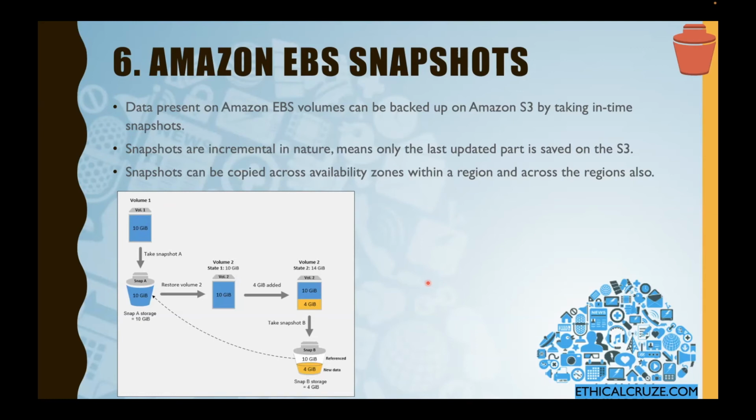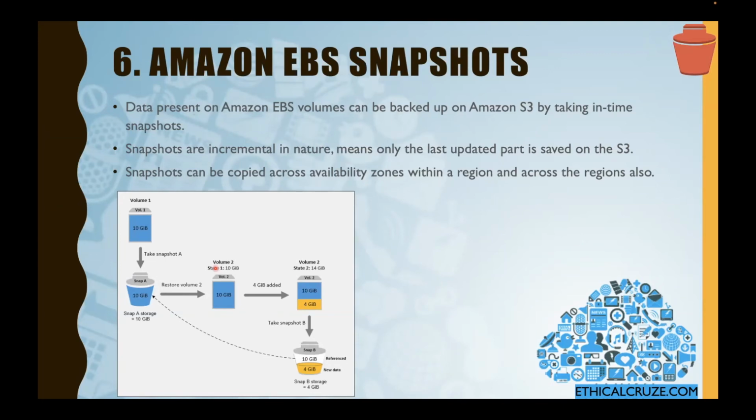It maintains the last state of that particular snapshot, and if there is any major change after that, it will be stored as an updated part and saved on S3. But if there is no change to the existing EBS volume snapshot, then there will not be any update, and nothing extra will be stored on S3. Also, we know that snapshots can be copied across availability zones within a region, as well as across regions.